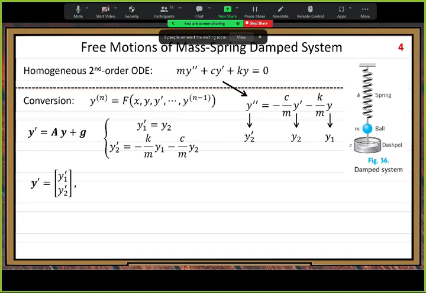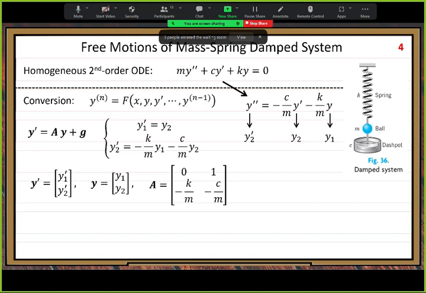So here our y prime is a two-dimensional vector of derivatives. It's a very simple linear system, with a 2D vector and a matrix A. I hope you know how to write the A matrix.